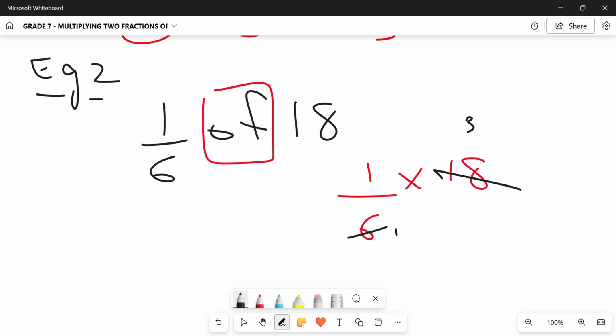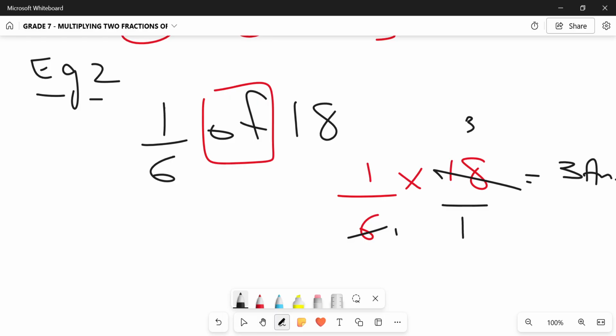So here we are left with the numerators: 1 times 3 is 3. And here is 6 times 18 over 1. If there is no number, it means over 1 here. 6 times 1, 1 times 1 gives you 1 here. 6 we have cancelled with 18. So 1 ones are 1, so we will not write 1 underneath this 3. So 3 is the answer.